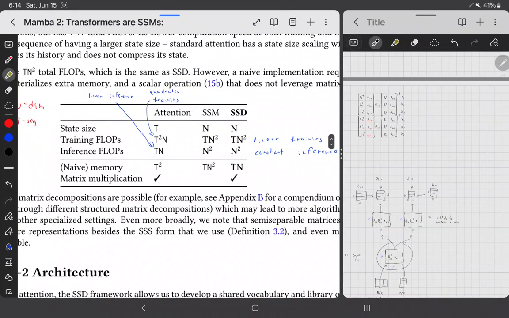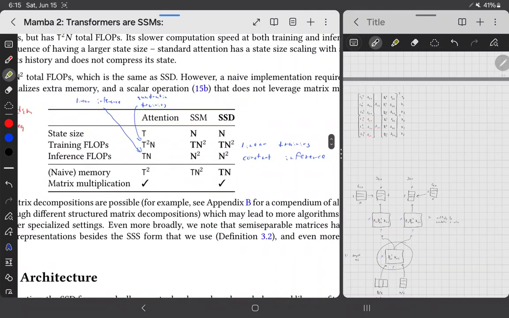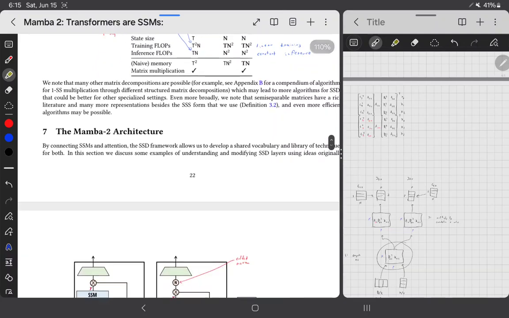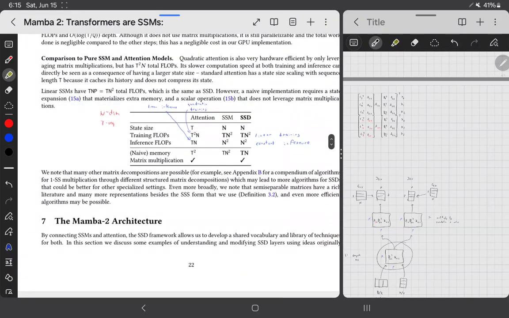So this is linear. This is a whole order down from attention. Attention is quadratic for training and linear for inference. SSMs are linear for training and constant for inference. So it's basically a whole T down. They also say that their SSD approach, the new algorithm they add, reduces this from n squared to just n in terms of memory. So there we go. It is much more efficient in terms of memory and inference.